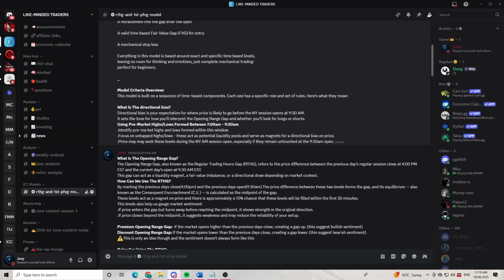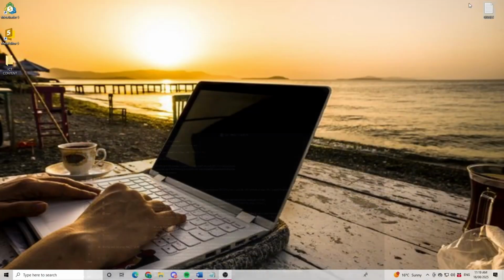So the idea is to identify pre-market highs and lows formed within this window. Focus on untapped highs and lows. These act as potential liquidity pools and serve as magnets for a directional bias on price. Price may seek these levels during the New York AM session open, especially if they remain untouched at 9:30 a.m. So let's get into a quick example.